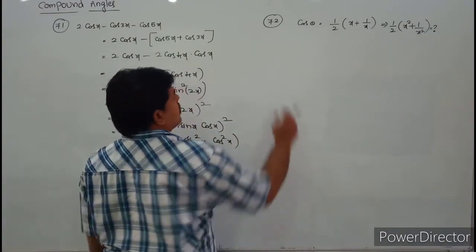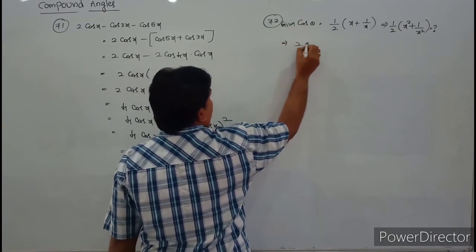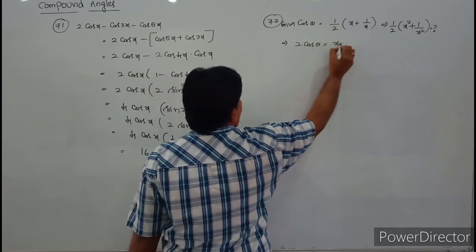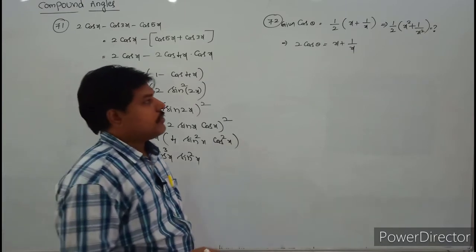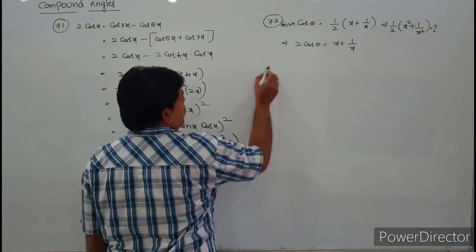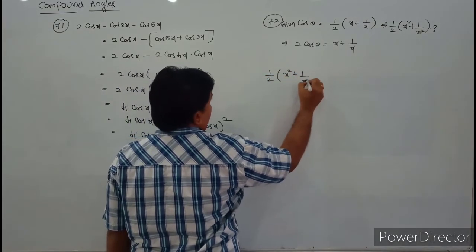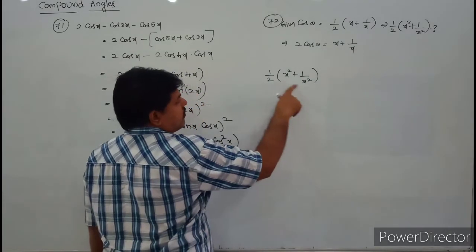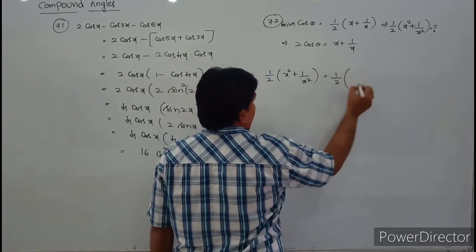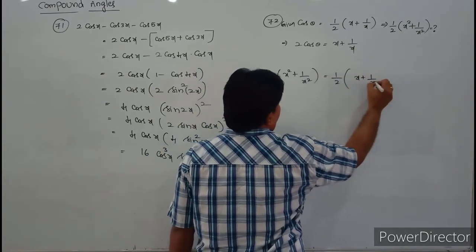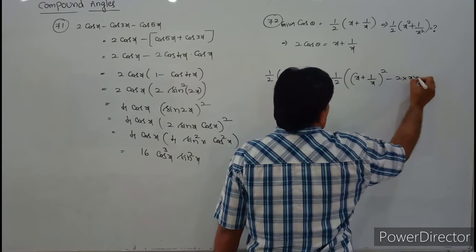Okay, so see this one first. Given this condition, take this 2 to this side, it will become 2 cos theta is equal to x plus 1 by x. So what is the question they are asking? Consider 1 by 2 into x square plus 1 by x square. A square plus b square, how can you write that? A square plus b square you can write as a plus b whole square minus 2ab.